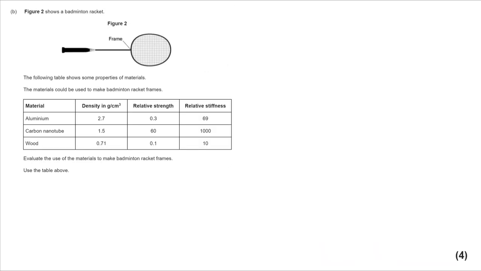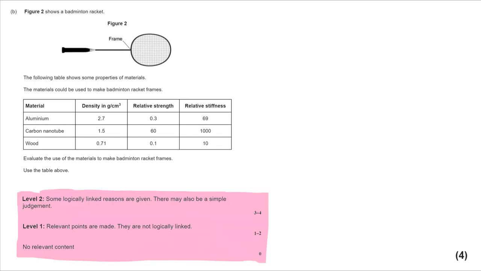Moving on to part B, it's a 4 marker, but it's actually marked in the style of a 6 marker, which isn't a common thing, but I'm going to talk you through how this is assessed. So we've got a badminton racket, and we're basically deciding which material would be better to make that badminton racket. Based on what you write, it will be judged on whether you are a level 2 answer, a level 1 answer, or if there's no relevant content. Some logically linked reasons are given, and there may be a simple judgment for a level 2. For level 1, relevant points are made, but not logically linked. So let's take a look at what you might do.